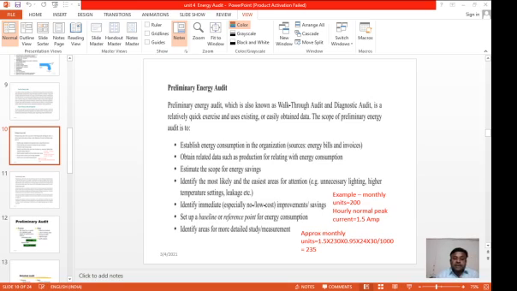The second type of energy audit is a targeted energy audit, which is targeted for a part of the system.